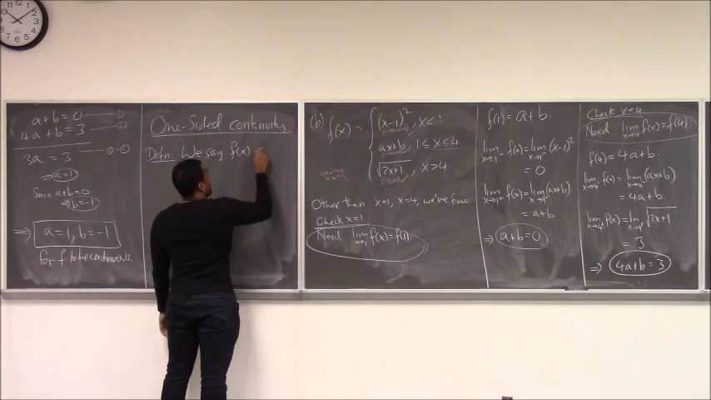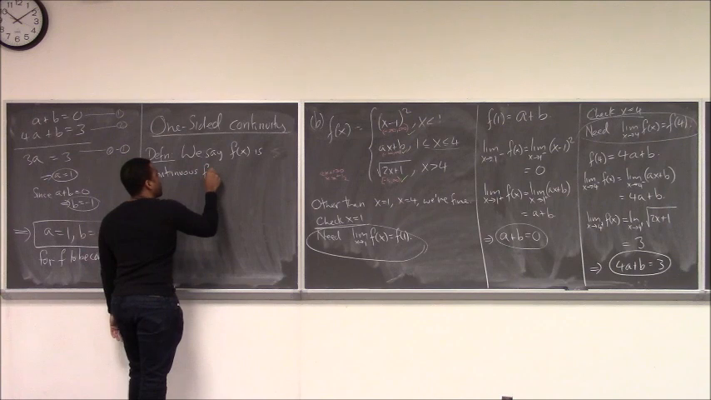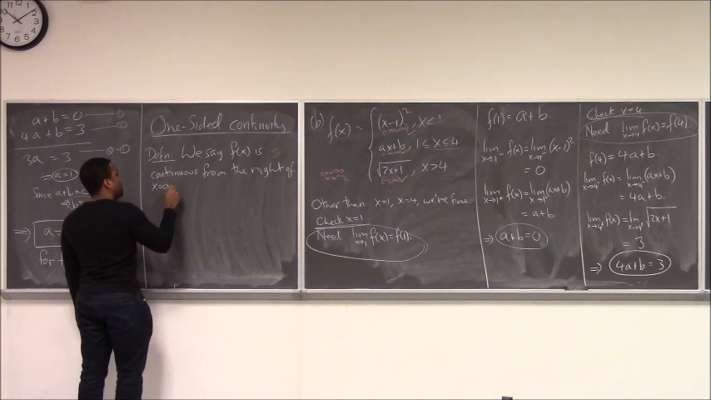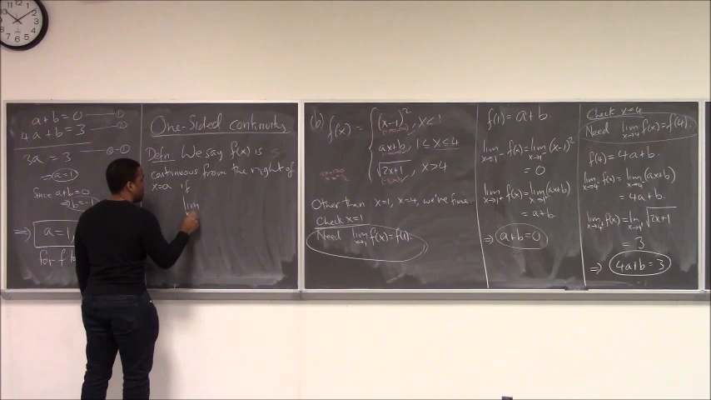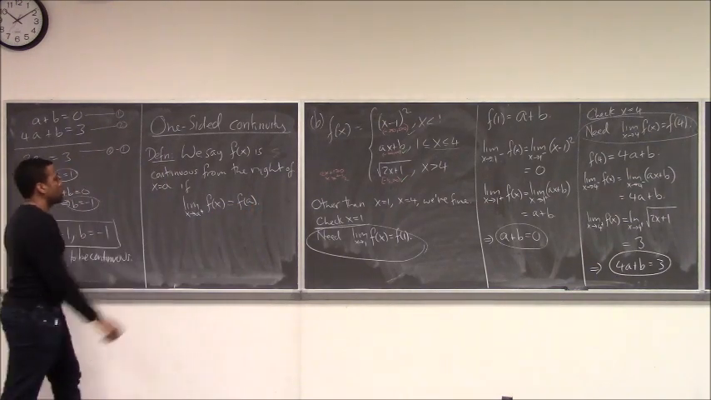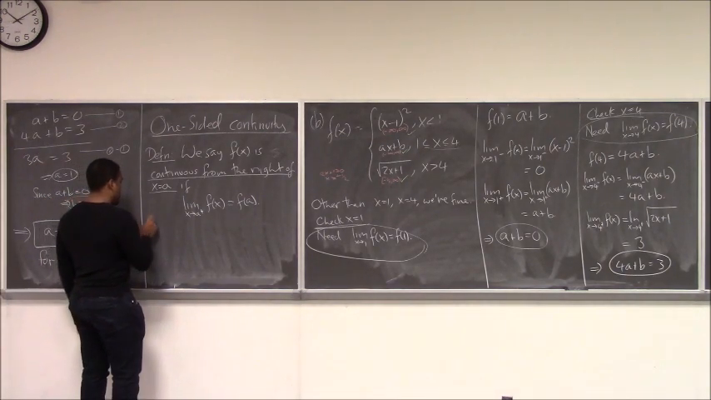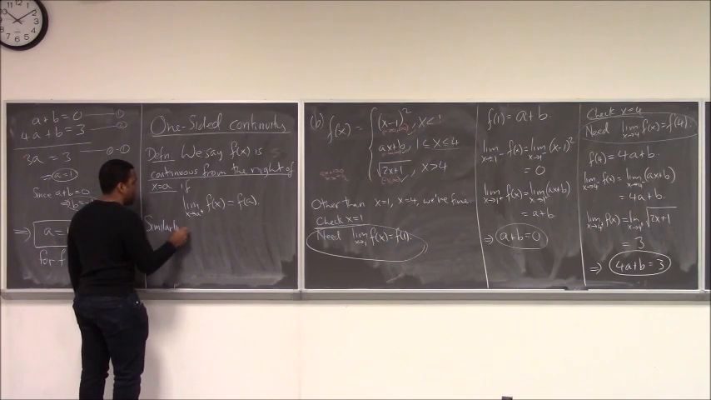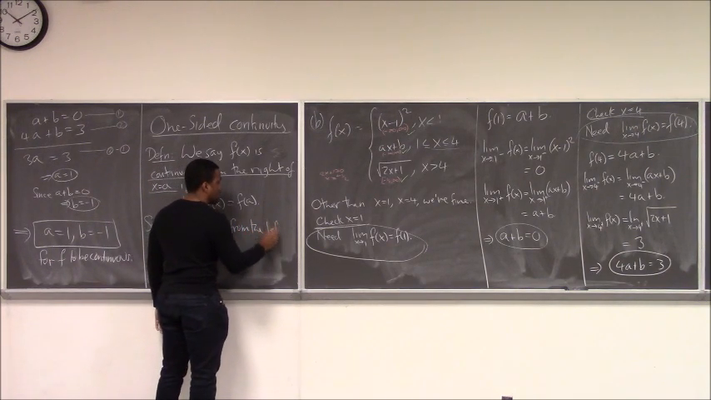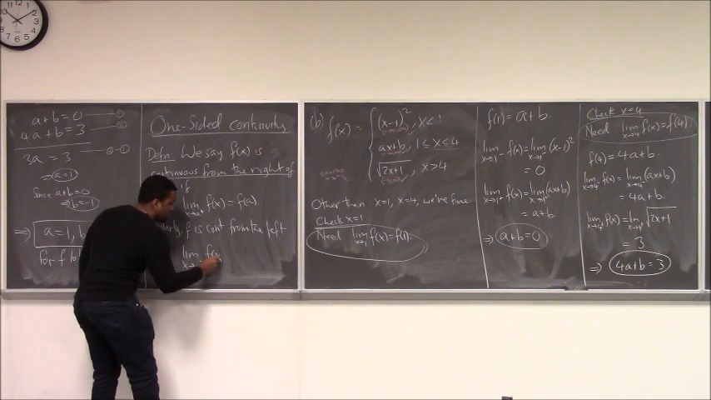Say f of x is continuous from the right at x equals a if, as you approach it from the right side, the limit obeys the continuity equation. So we can talk about one-sided continuity, continuous from the right side. Similarly, f is continuous from the left if the left-sided limit obeys the equation.